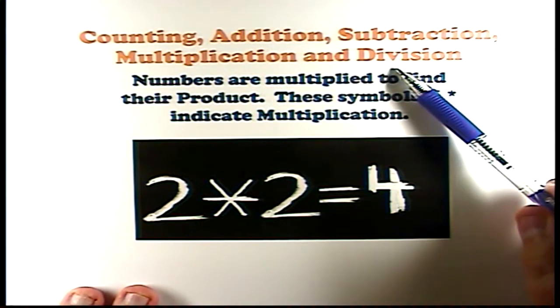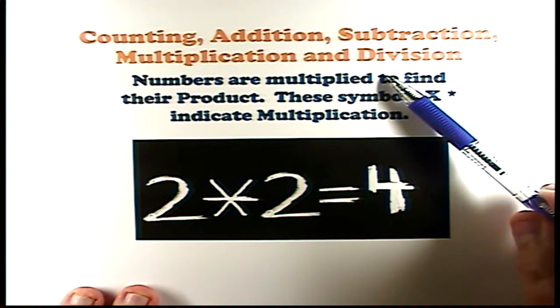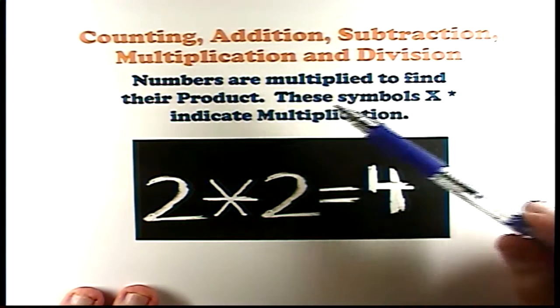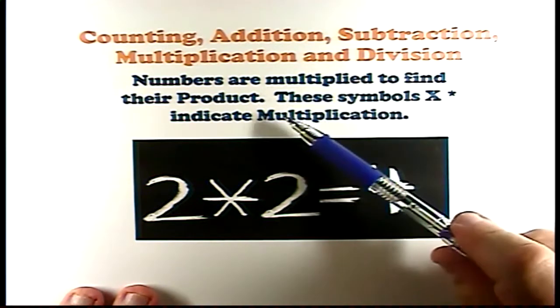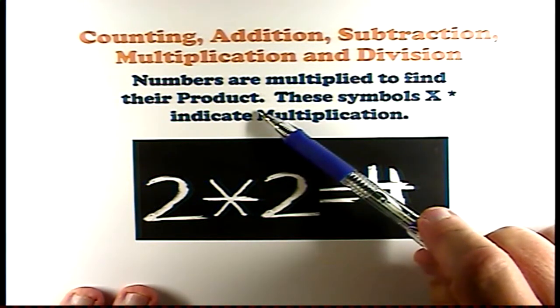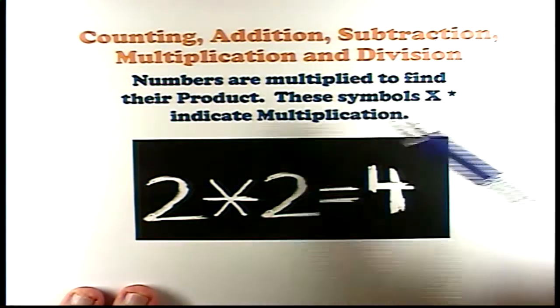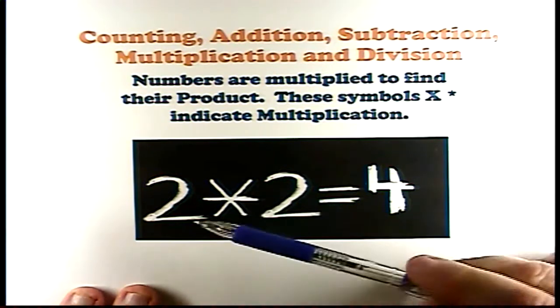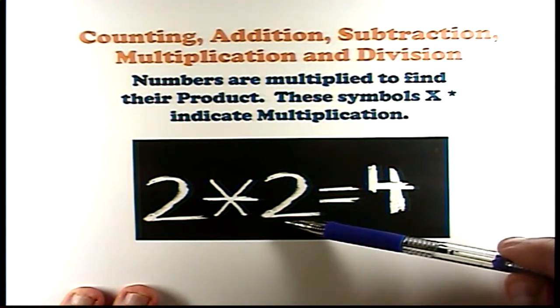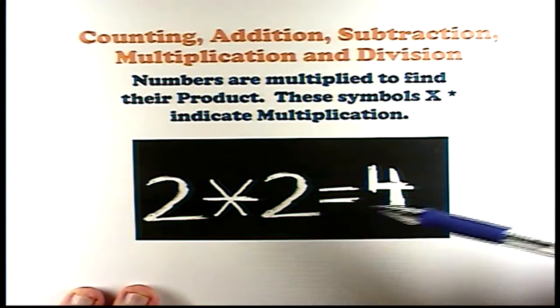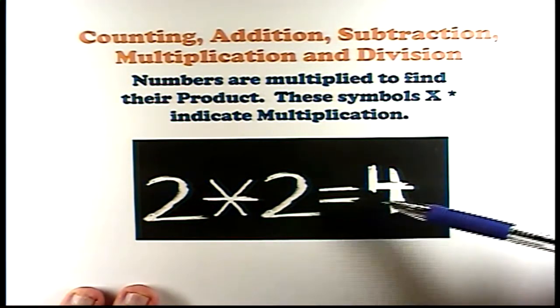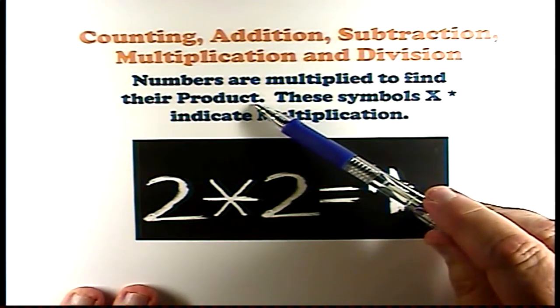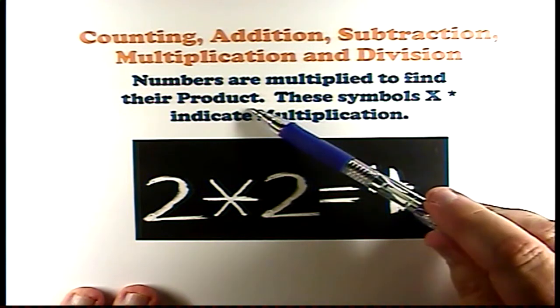Continuing on in the overview of counting, addition, subtraction, multiplication, and division to learn the terms of these functions, numbers are multiplied to find their product. Okay? Now, the symbol X, or the asterisk here, means multiplication. And so a number times another number is going to produce a product. In this case, 2 times 2 equals 4. Remember, when you hear in mathematics the term product, it means multiplication.